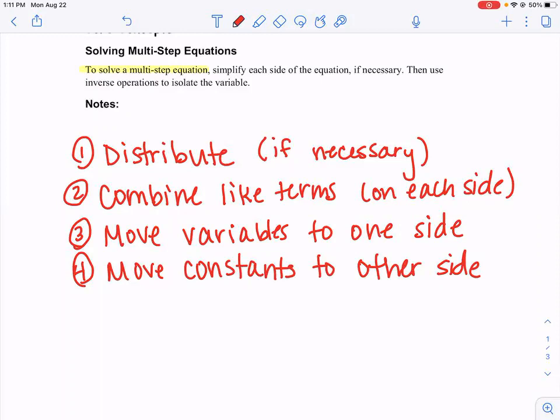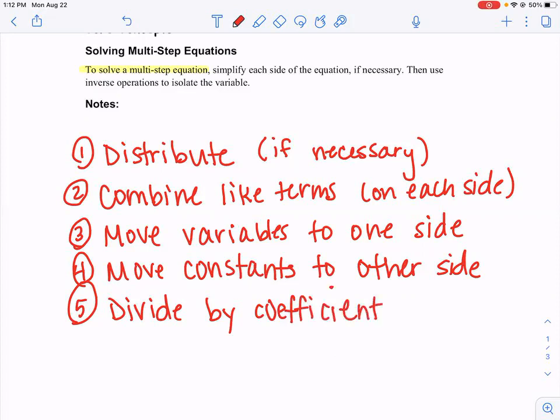At this point, you're going to have constants on one side and variables on the other side. So it's probably going to look like this, like 5x equals 25 or something like that. So our last step will be to divide by our variable's coefficient if it is not 1.